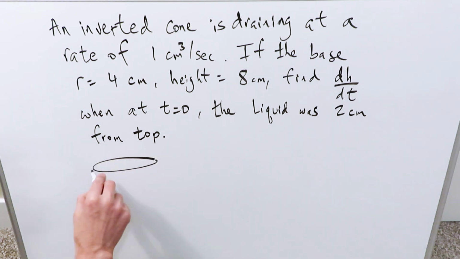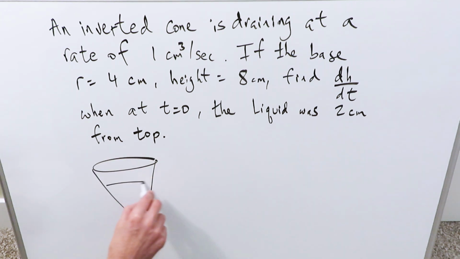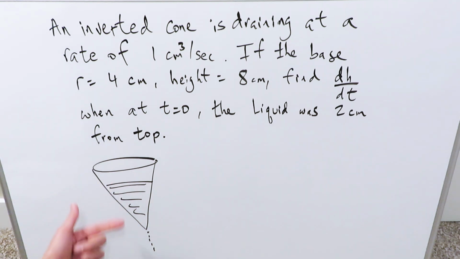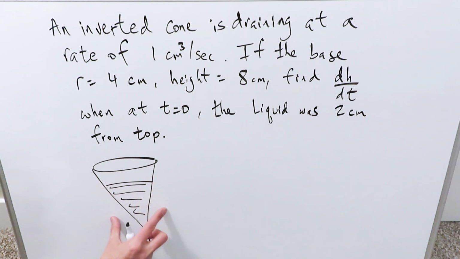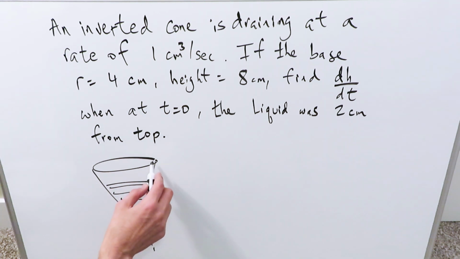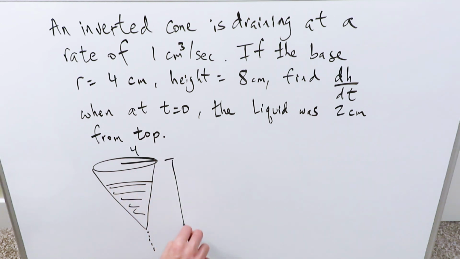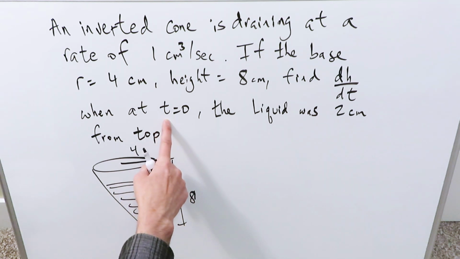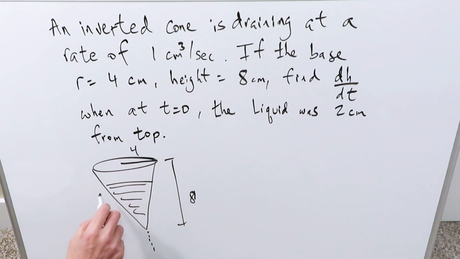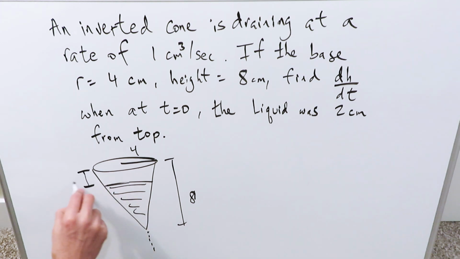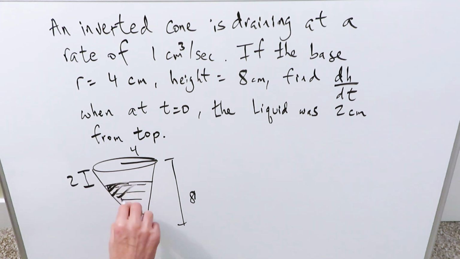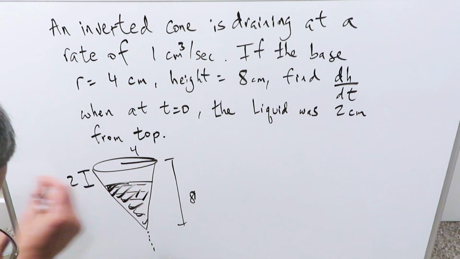You have an inverted cone which looks something like this, and it's filled with a certain solution, and here it is, and that solution is draining. Over time, as its solution is draining, it's decreasing in the volume dimension. The volume measurement is decreasing. You have an inverted cone which has here a radius of 4, it has a total height of 8. At time t equals 0, the liquid was 2 centimeters from the top. 2 centimeters from the top is where your liquid solution is, whatever it might be. Over time it's draining, so the volume of this liquid is decreasing.